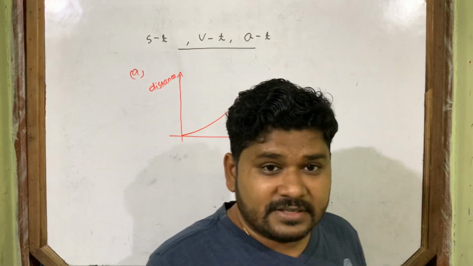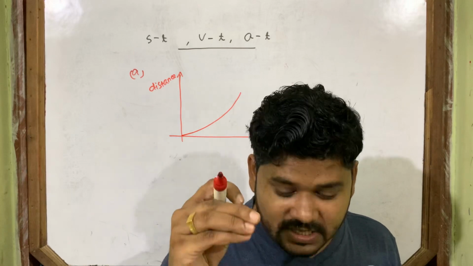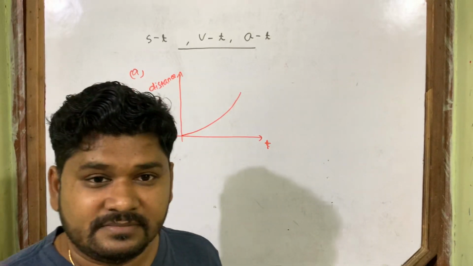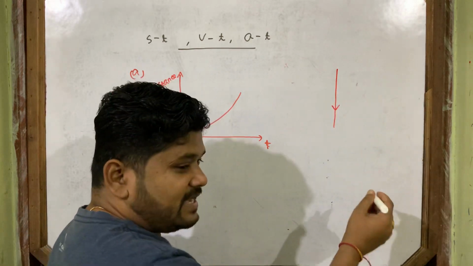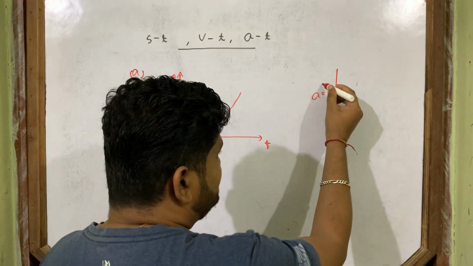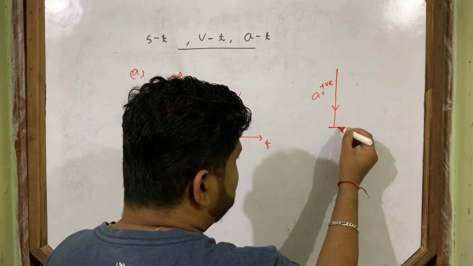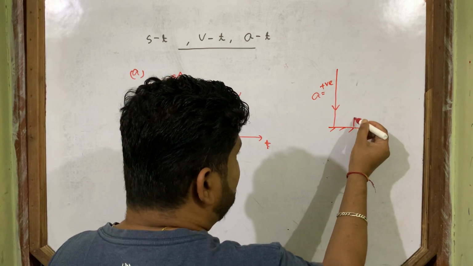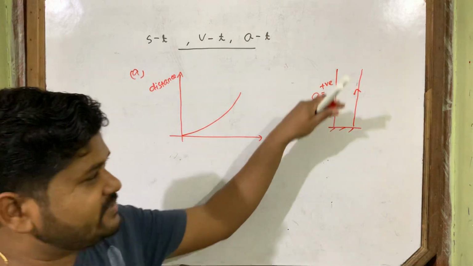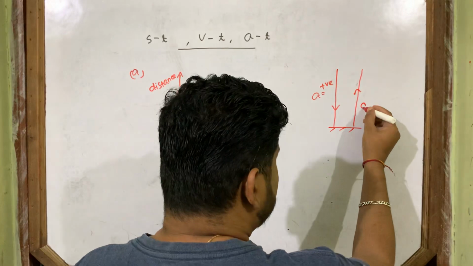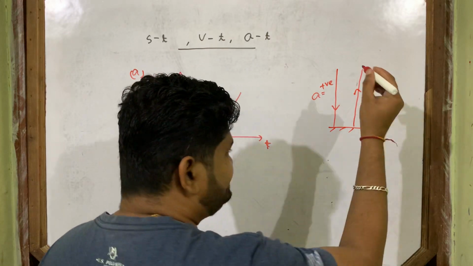What happened? The body now comes in a downward direction. Acceleration is positive. Now the body, after striking here, will go in an upward direction. Its speed gradually decreases, so acceleration will be negative.